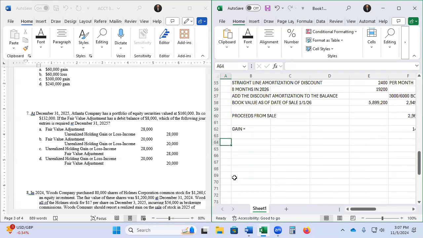Let's go back to number 6. Okay, Instrument Corporation has the following investment, which was held throughout 2025 and 2026. What is the amount of gain or loss Instrument Corporation would report in its income statement for the year ended December 31st, 2026 related to this investment?